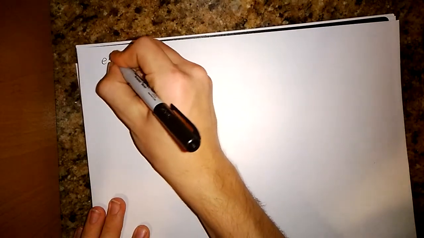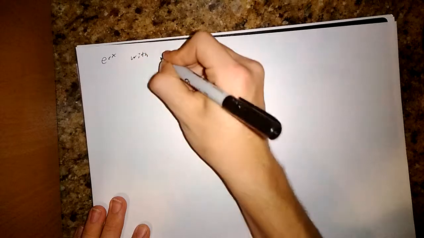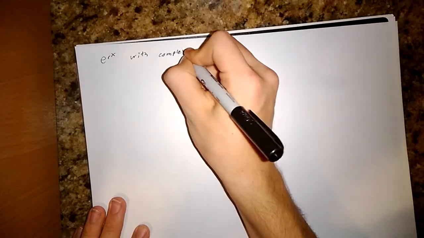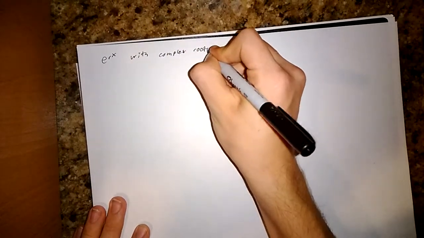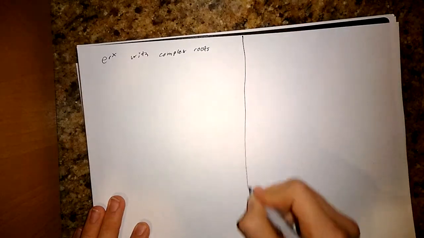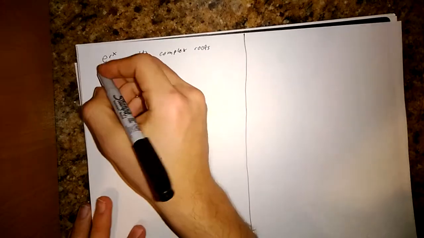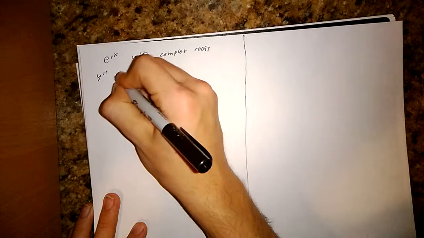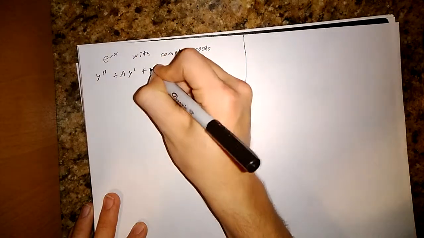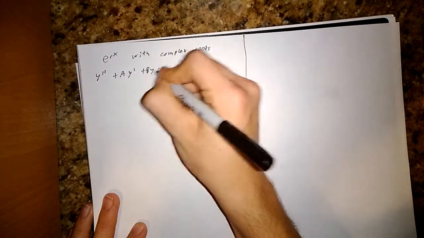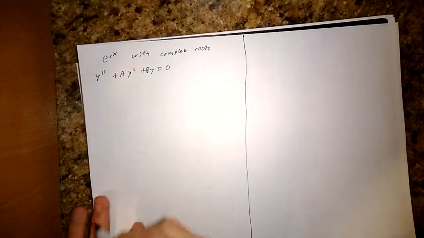complex roots. Okay, so this is e to the rx with complex roots. What does complex roots mean? You can't factor it out. So we're going to have the same thing: ay prime plus by equals 0. But in this case, it's going to be a complex root.